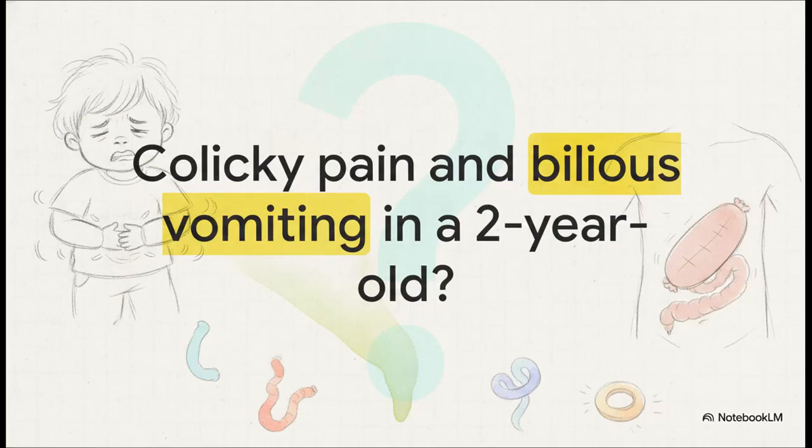Okay, moving on to a classic GI emergency. We have a 2-year-old presenting with colicky pain that progresses to bilious vomiting. You palpate a, quote, sausage-like mass in the right upper quadrant. What is the most likely cause? A, peritonitis, B, intussusception, C, volvulus, D, appendicitis, or E, infantile hypertrophic pyloric stenosis?